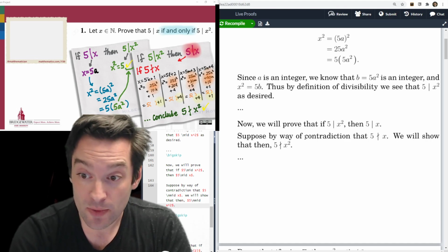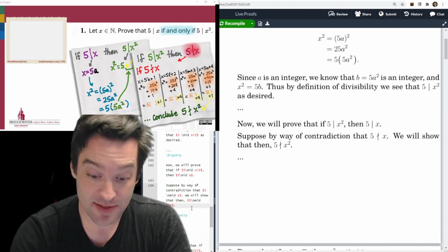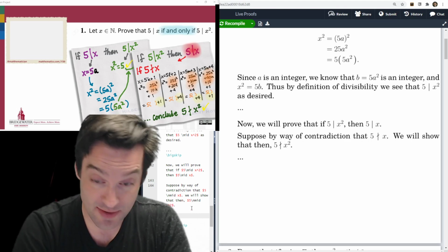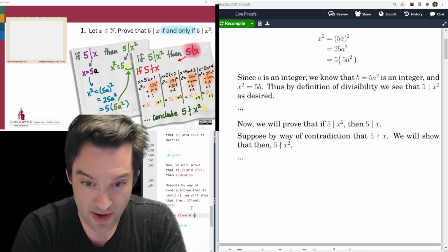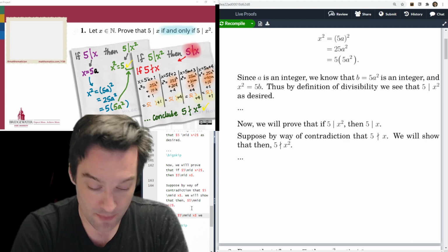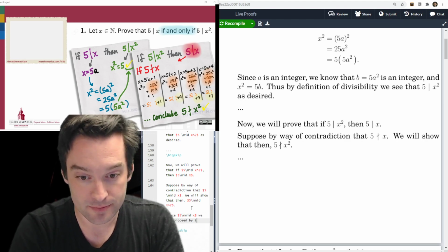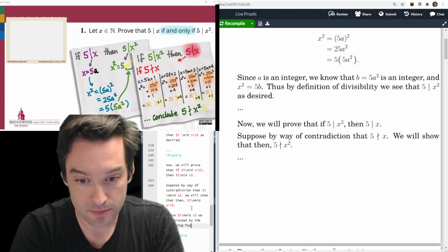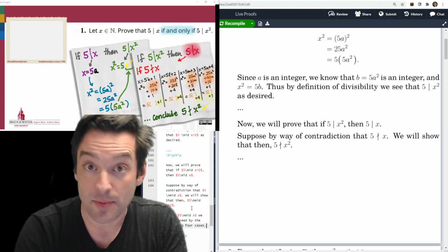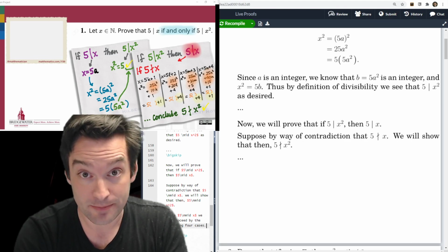So now that we know that 5 does not divide x, we can break out into these 4 cases. Since 5 does not divide x, we may proceed by the following 4 cases. And then we will list out for the reader what those cases are.